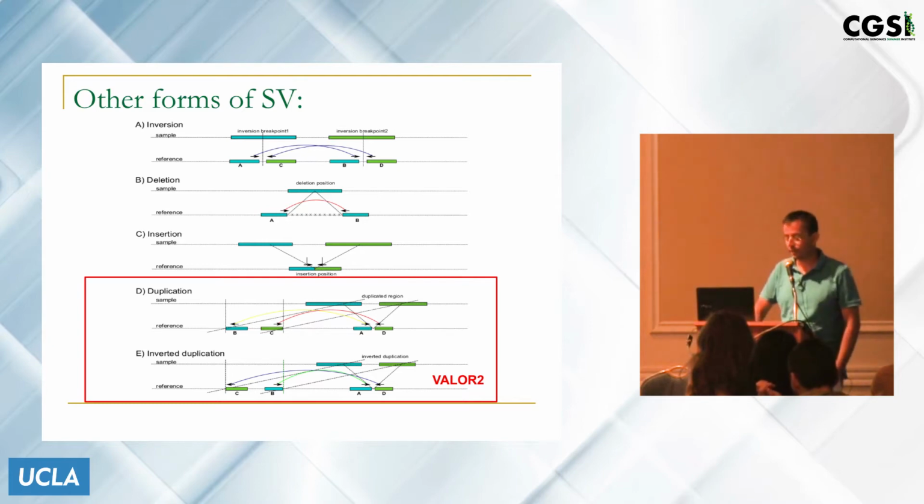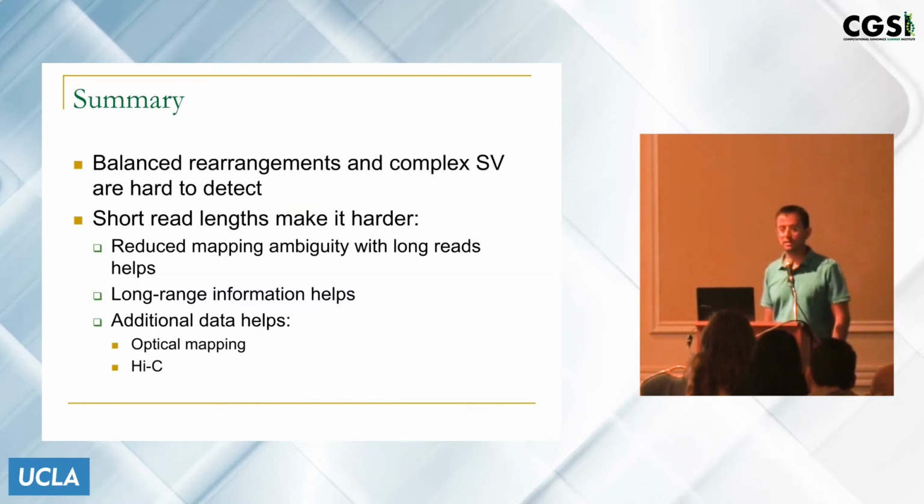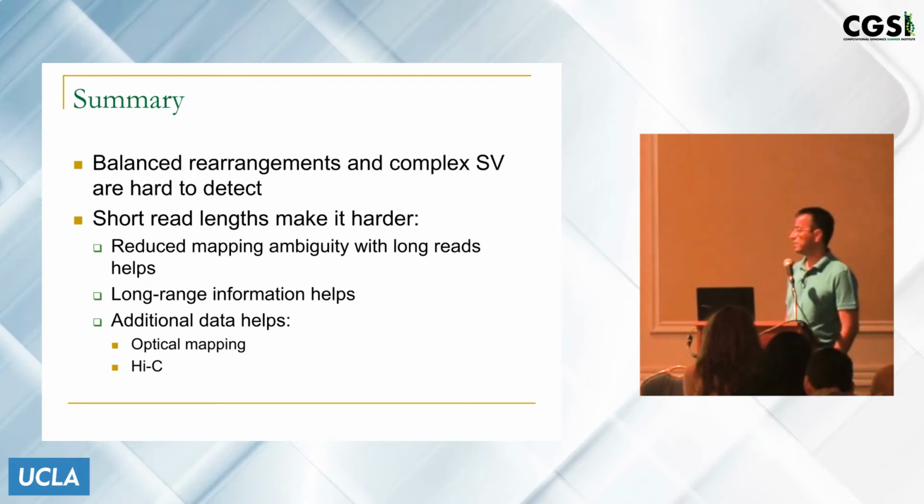So in summary, well-integrated misaligned complex SVs are hard to detect. They actually cause false positives in easier structural variation. Short read lengths make it harder due to the mapping ambiguity, but long reads help. It reduces the ambiguity. Long-range information helps. Now you can use that 30 to 50 kb information to more accurately map your reads or cluster them. And additional data such as optical mapping and Hi-C also helps.